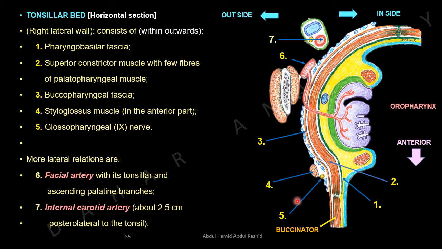Styloglossus muscle, which is slightly anterior. Together with this styloglossus muscle is the glossopharyngeal nerve. These structures form the tonsillar bed from inside to outside. More lateral structures related to it is number 6, facial artery and its branches, tonsillar branches and ascending palatine branches. And number 7, slightly behind and lateral, is the internal carotid artery. It is about 2.5 centimeters posterolateral to the palatine tonsil.